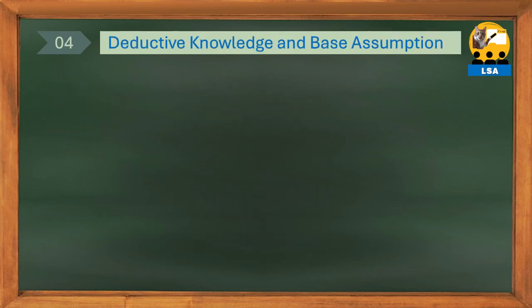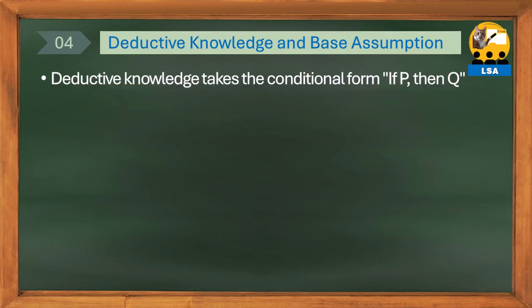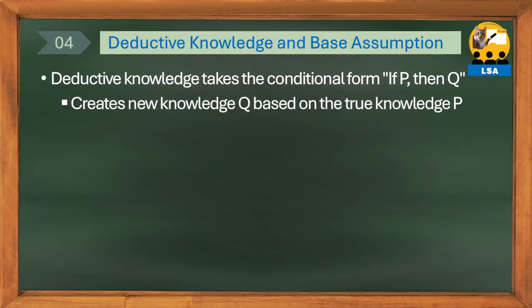From now on, let's look at deductive knowledge or logical knowledge. Deductive knowledge is something learned by proving a proposition's content is true according to deduction. Since deductive knowledge takes the conditional form of if P, then Q, we examined in the last video that it is a method of creating new knowledge Q based on the true knowledge P. We examined the thought process of newly learning that Socrates is mortal in the syllogism example in the last video.